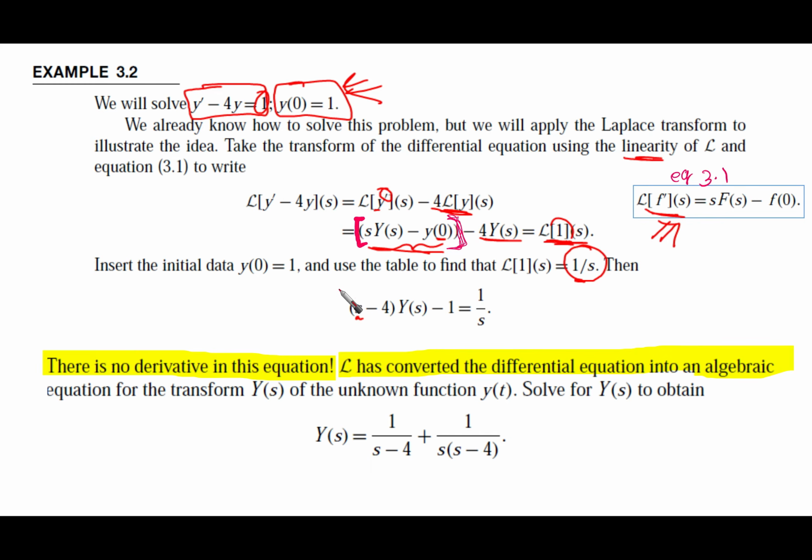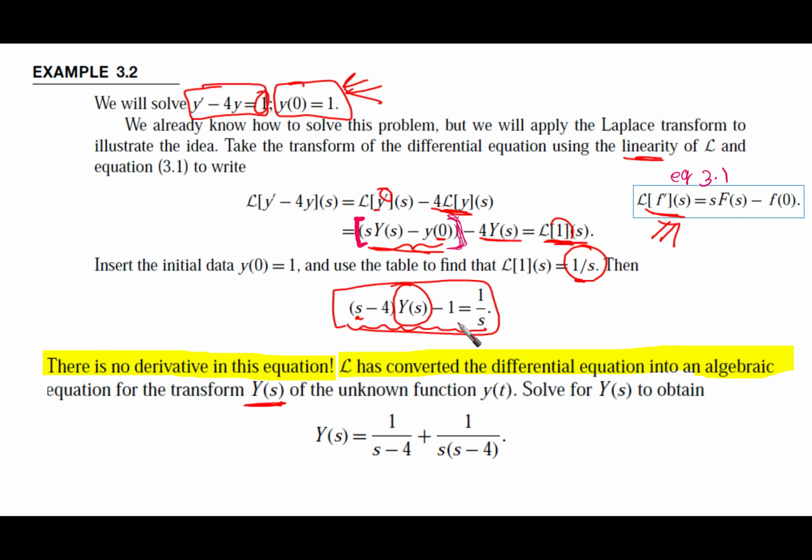So now if you look at it, what is it? Exactly, it's an algebraic equation. There are no derivatives here. You cannot see any derivatives. This is the magic of the Laplace transform, or the derivative of the Laplace transform. There is no derivative in this equation. The Laplace transform has converted the differential equation into an algebraic equation for the transform Y of s. Now this is an algebraic equation only in Y of s, right? It's very easy to solve.